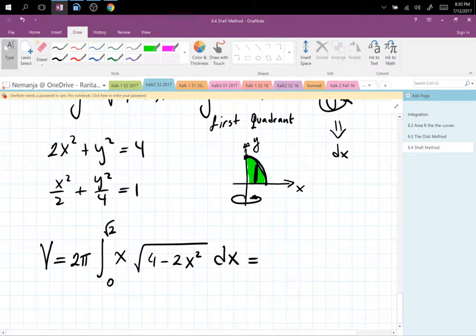How do we integrate this, my Calc 1 gurus? Yes, use substitution. Very good. Let's go. While we're still young. Use sub. We got 17 seconds.